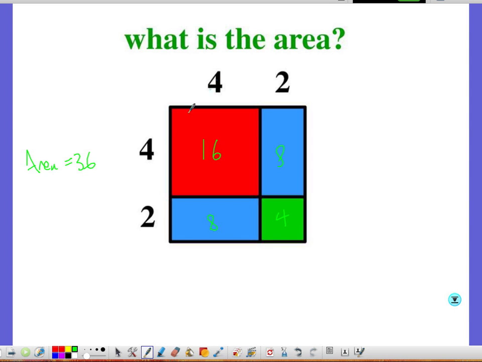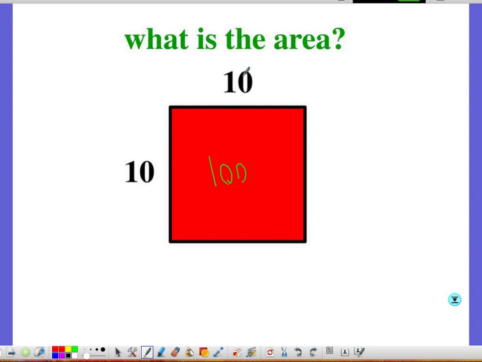So 16 is basically 4 times 4, 8 is from 4 times 2, same thing here, and then 4 is from 2 times 2. And so this is what I had them write out. I had them write 16 plus 8, plus 8, plus the green square, which is 4, equals 36. But then I asked my students, what did we do here? We took the 10, which is the dimension of this side, times the 10, which is the dimension of that side, and multiply them together.